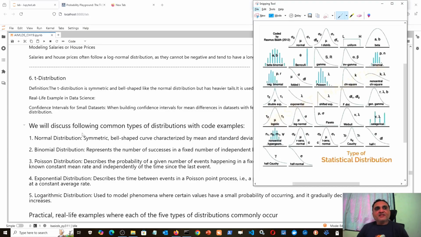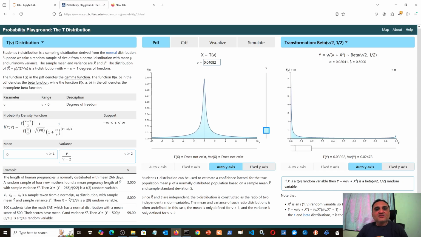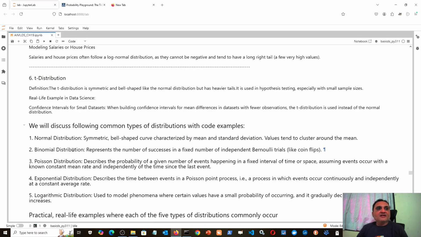Hello and welcome to the 15th lecture in the 19th chapter in our comprehensive course on AI, ML and DS. Now here we were discussing these various statistical distributions, and we used this website also where you can actually simulate each of these distributions. So now let us continue further.